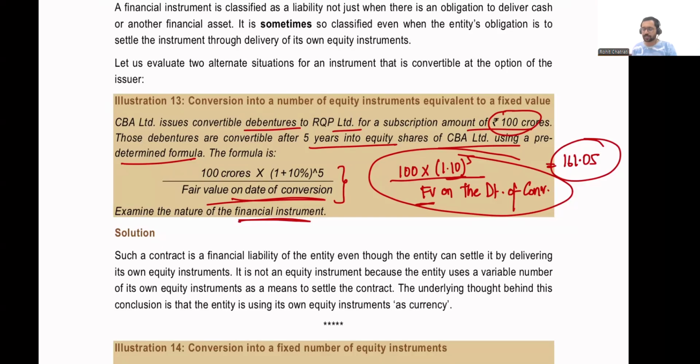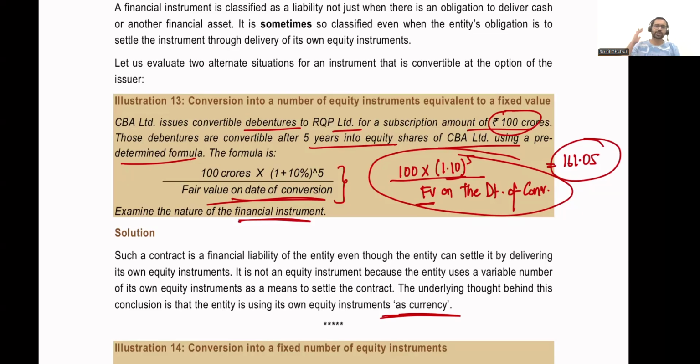The other way of looking at it is I'm using my equity shares as a currency. The higher the fair value, the lesser the number of shares I have to issue. If the fair value of the equity share is higher, I need to issue a lesser number of shares. If the fair value is lower, I need to issue more shares. So I'm actually using my equity shares as a currency, and an obligation to issue currency is basically a liability. Therefore, I'm going to classify this as a financial liability today.